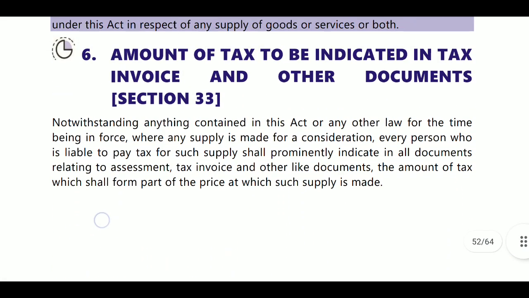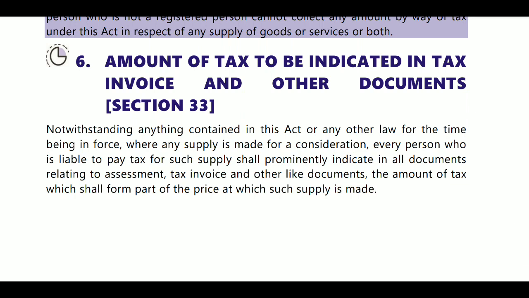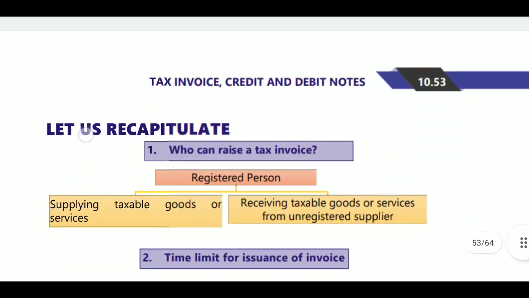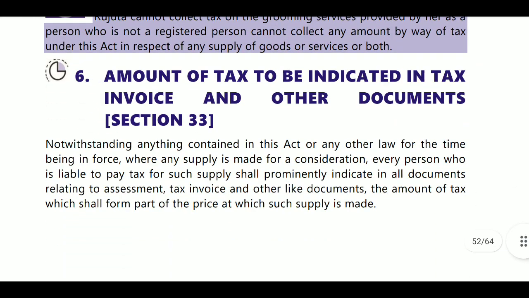Next, section 33. Amount of tax to be indicated in tax invoice and other documents. Notwithstanding anything contained in this act or any other law for the time being in force, where any supply is made for consideration, every person who is liable to pay tax for such supply shall prominently indicate in all documents relating to assessment, tax invoice and other like documents the amount of tax. The amount of tax shall form part of the price at which the supply is made. That is related to section 33.